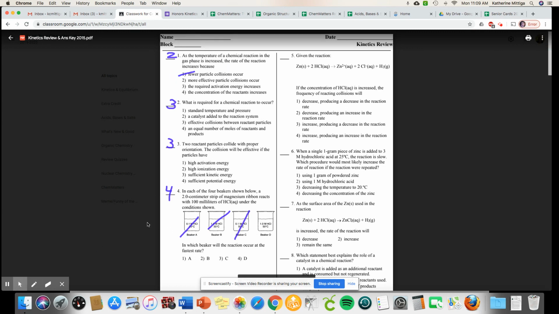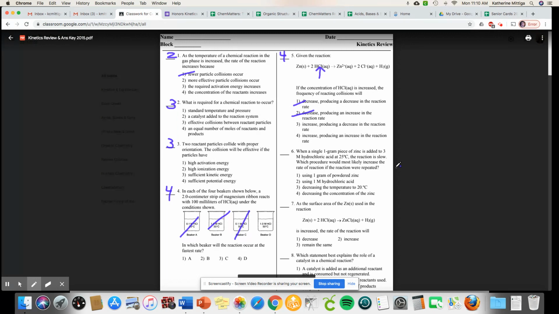Given the reaction, if the concentration of HCl is increased, the frequency of reacting collisions will... Okay, so we're going to increase this. If you have more, you're not going to have fewer collisions. You're going to have more. So if we have more concentration, we're going to have an increase of reactant collisions, producing a decrease in reaction rate? No, if you have more collisions, you're going to increase the rate of reaction, make it happen faster. That's why we want it to happen.